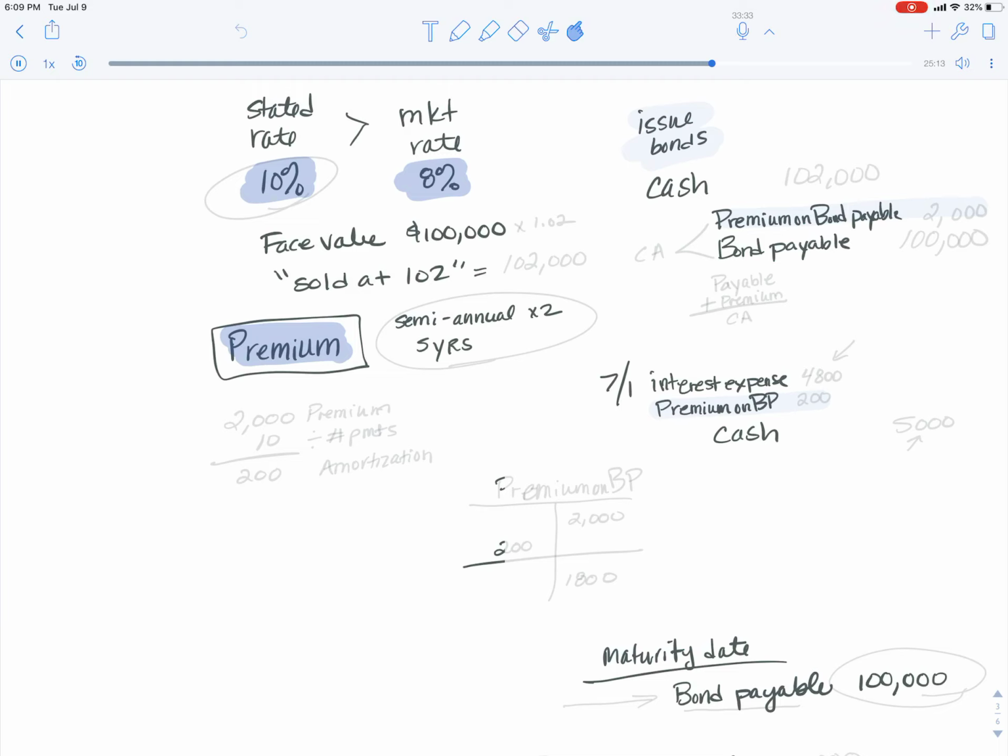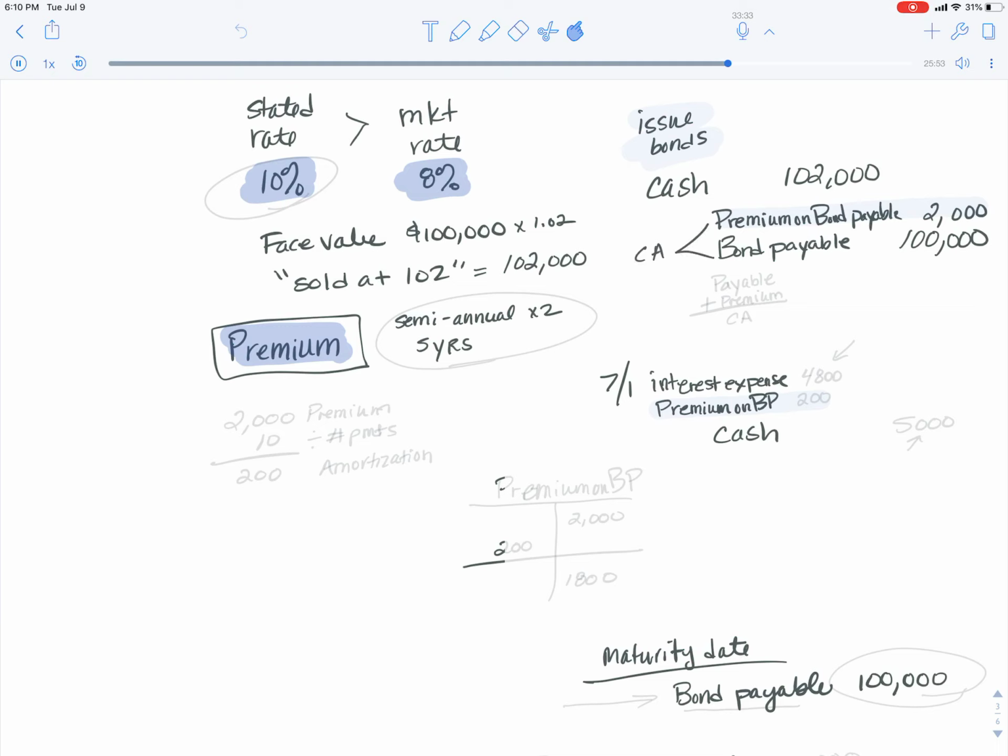Our proceeds would be 100,000 times 1.02, or 1.0 whatever it is, to get 102,000 in proceeds. So that's how much cash we're getting for this bond. But we still are going to pay back our bondholders that same $100,000, and we get to keep the extra 2, which is essentially interest. So the difference here is going to be a credit difference this time, and we're going to call it premium on bond payable. And once again, these two things together are the carrying amount.